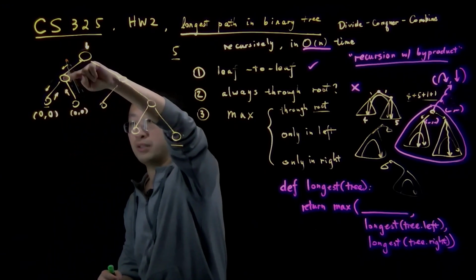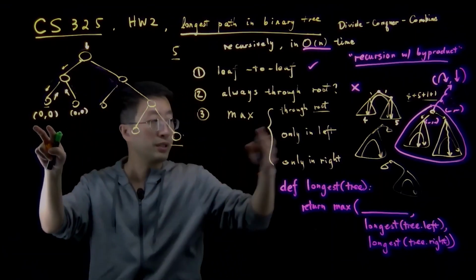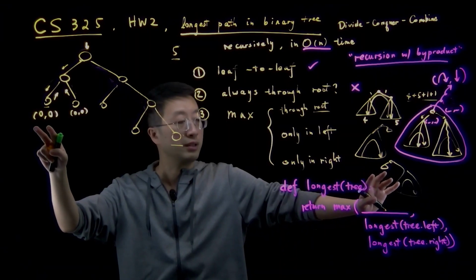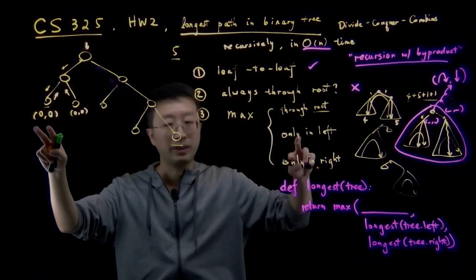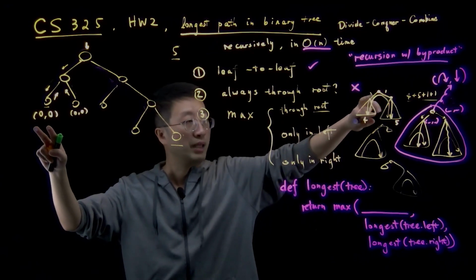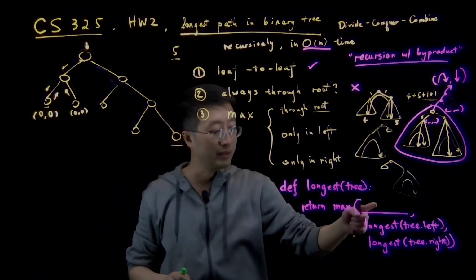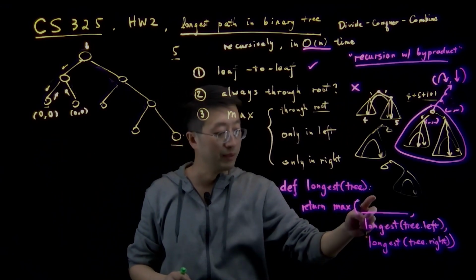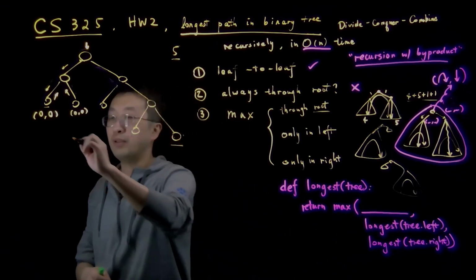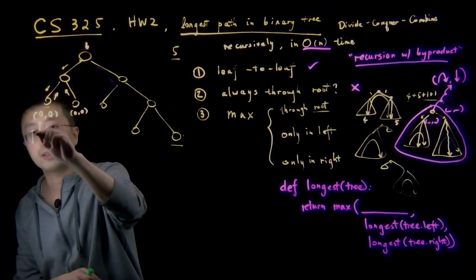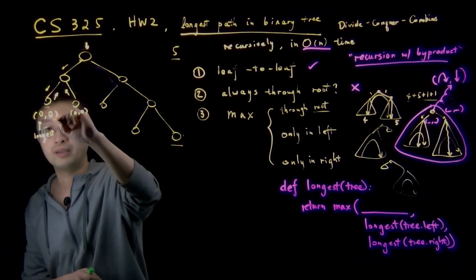Now you're back to this node, and you're given two pairs of numbers, and you try to combine them using the idea here: the max over 3 cases for the longest path and the max over 2 cases for the height, right? The height is the max of the left and right plus 1. And the longest is the max over 3 cases: goes through the root, only on the left, only on the right. So this first number is the longest, and the second number is the height.